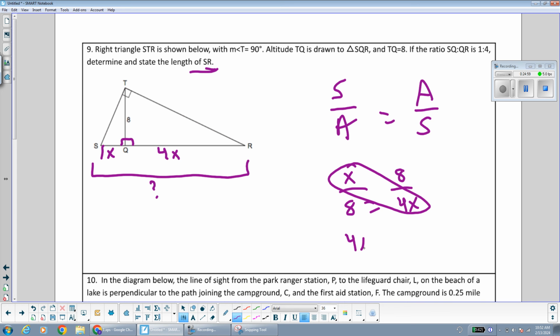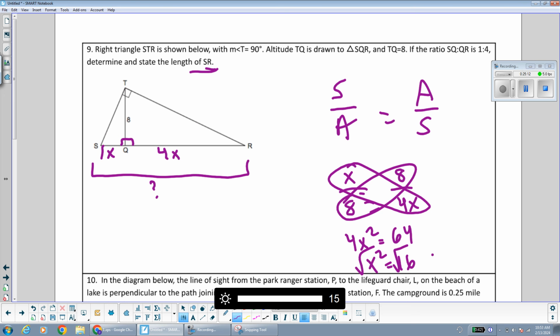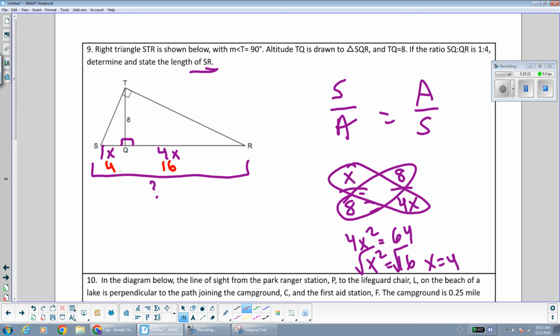4x squared is equal to 64. Let's take our 64 and divide by 4, and that is 16. And then if we take the square root, x is equal to 4. So that's not our answer. That means SQ is 4, and that means QR is 4 times 4, which is 16. So we do need to add them together to get the whole segment SR, which would then be 20.